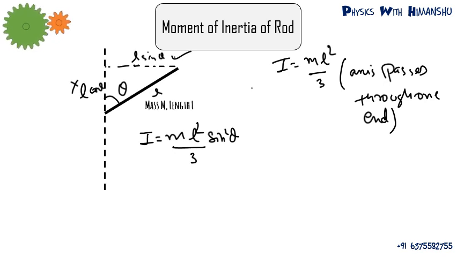Same for the moment of inertia of a rod when the rod makes an angle theta with the axis. See, the mass is m, the length is L, and the moment of inertia of the rod if the axis passes through the side of the rod is ml square by 3. But here we are only concerned about the length which is perpendicular to the axis, not the length which is parallel to the axis. So the length which is perpendicular to the axis is L sine theta. So moment of inertia is ml square sine square theta by 3, and in place of L we have put L sine theta.